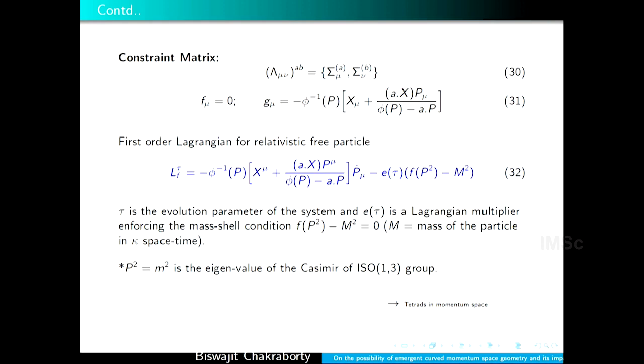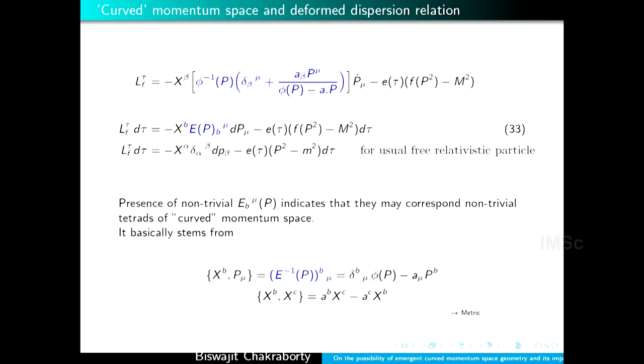So E tau is something like a Lagrange multiplier which enforces this modified mass shell condition. This I am of course writing in anticipation, and p square equal to small m square is the eigenvalue of the Casimir, that original one that I had chosen. So my idea is to argue that the small m will be some sort of, quote unquote, the bare mass, and capital M will be the renormalized one, in the spirit of quantum field theory.